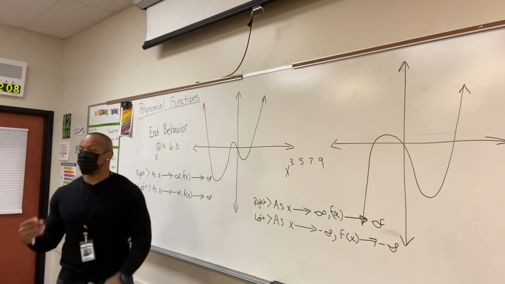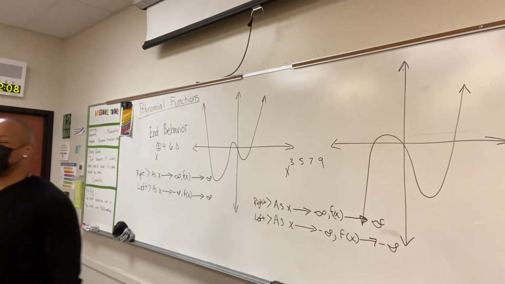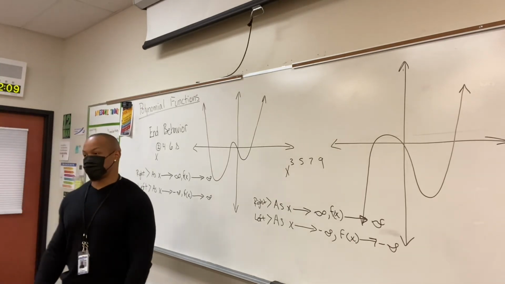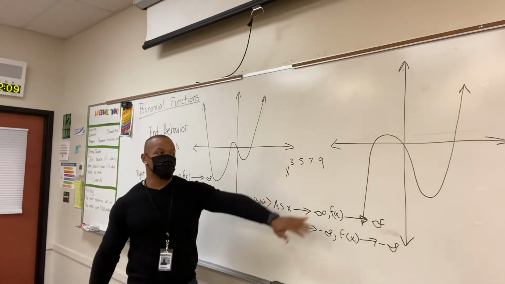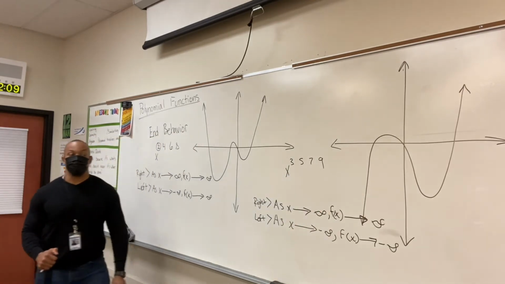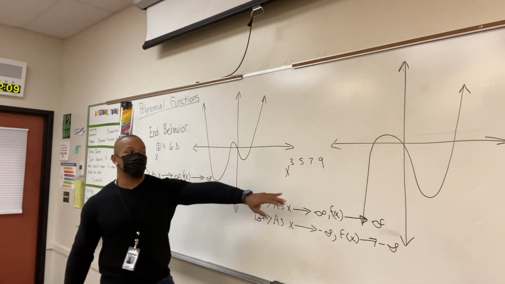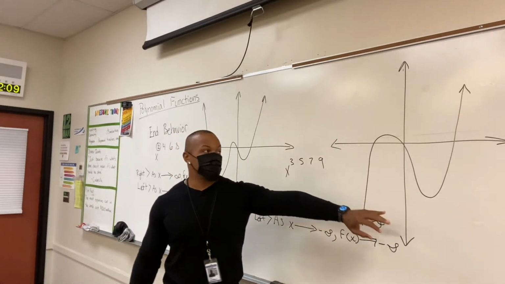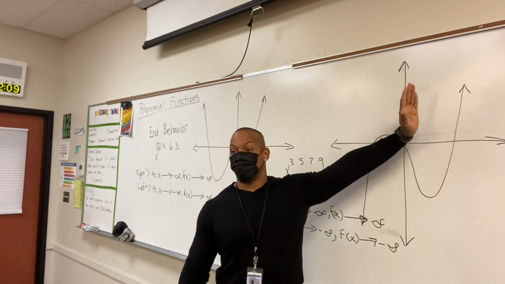You got a 50-50 chance, so. Negative. Okay, why do you say negative? Because it's down. Okay, only one side of it is down. But one example, it's got to be a positive coefficient. And the reason is because it's finishing going up.